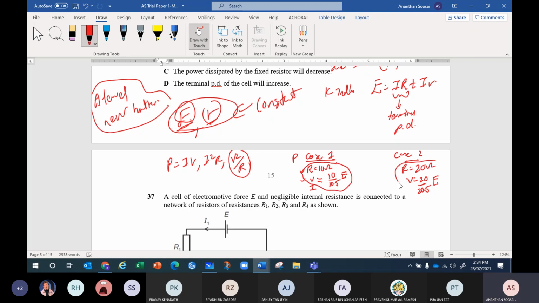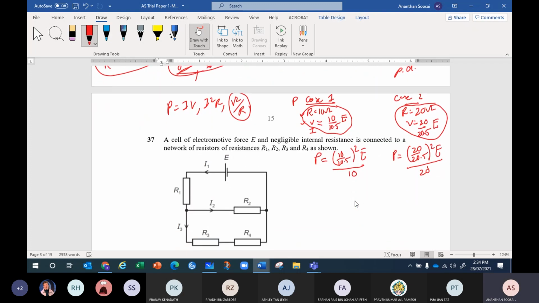Okay, so now let's compare the power. What is the power in the first case? We know V and R, so we use V squared over R. It's going to be 10 over 10.5 squared E over 10, right? The second power: V squared is 20 over 20.5 squared E over the resistance, which is 20. Oh, lots of work, eh?